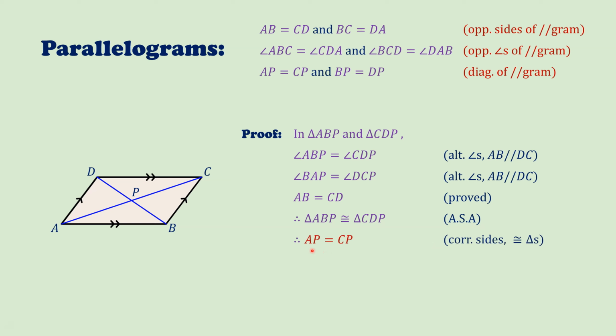Now we can conclude that AP is equal to CP and BP is equal to DP because they are the corresponding sides of the congruent triangles. This is how we can prove that the diagonals always bisect each other.